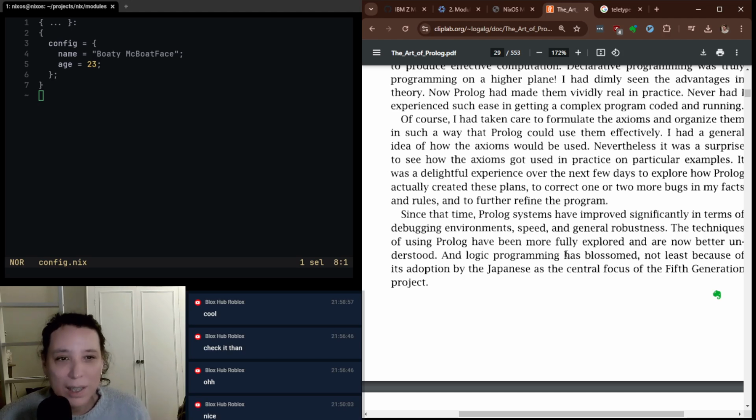Since that time, Prolog systems have improved significantly in terms of debugging environment, speed, and general robustness. The techniques of using Prolog have been more fully explored and are now better understood, and logic programming has blossomed, not the least because of its adoption by the Japanese as a central focus of the fifth generation project.